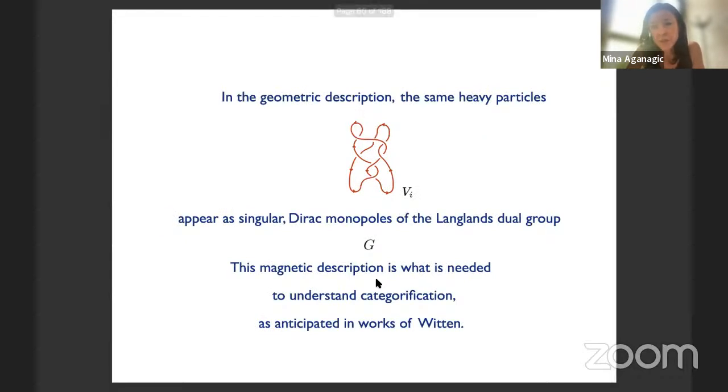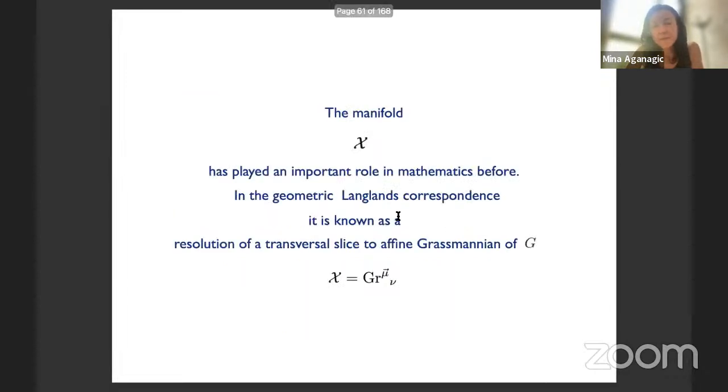In the geometric description, which we'll need for categorification, the same heavy particles appear as singular Dirac monopoles of the Langlands dual group. The magnetic description is what's needed, and was anticipated in the works of Witten. The manifold X played an important role in mathematics before.